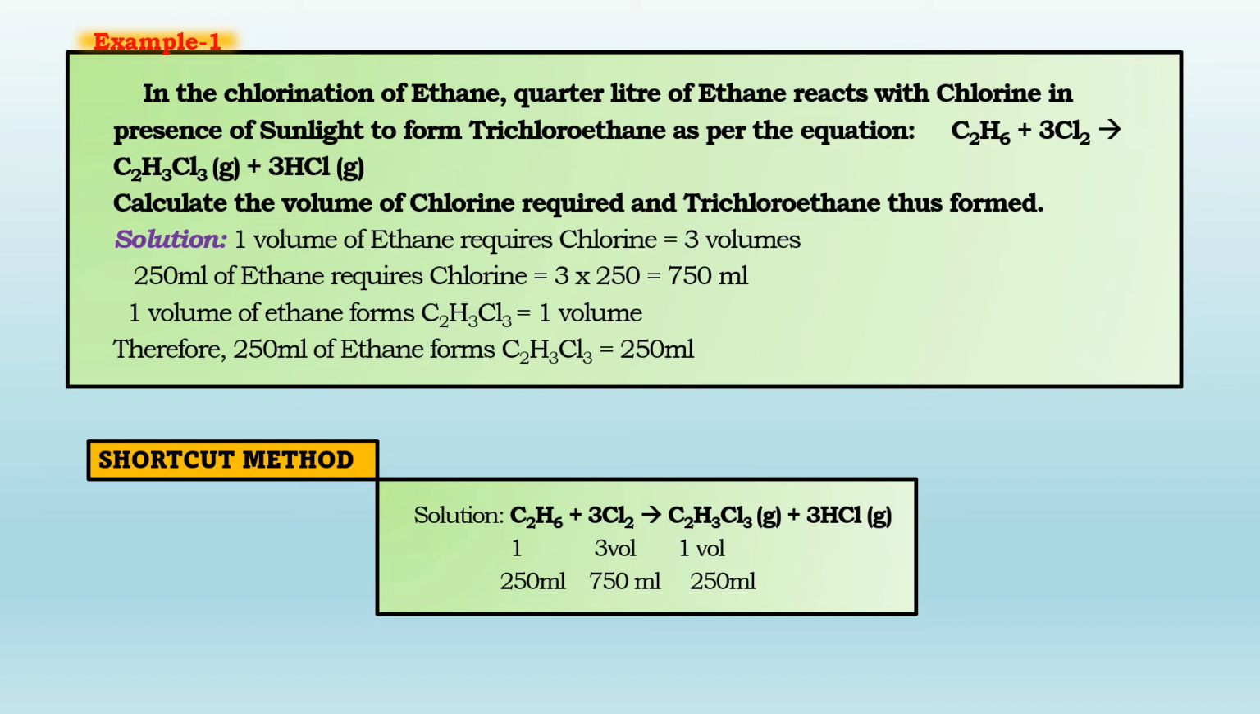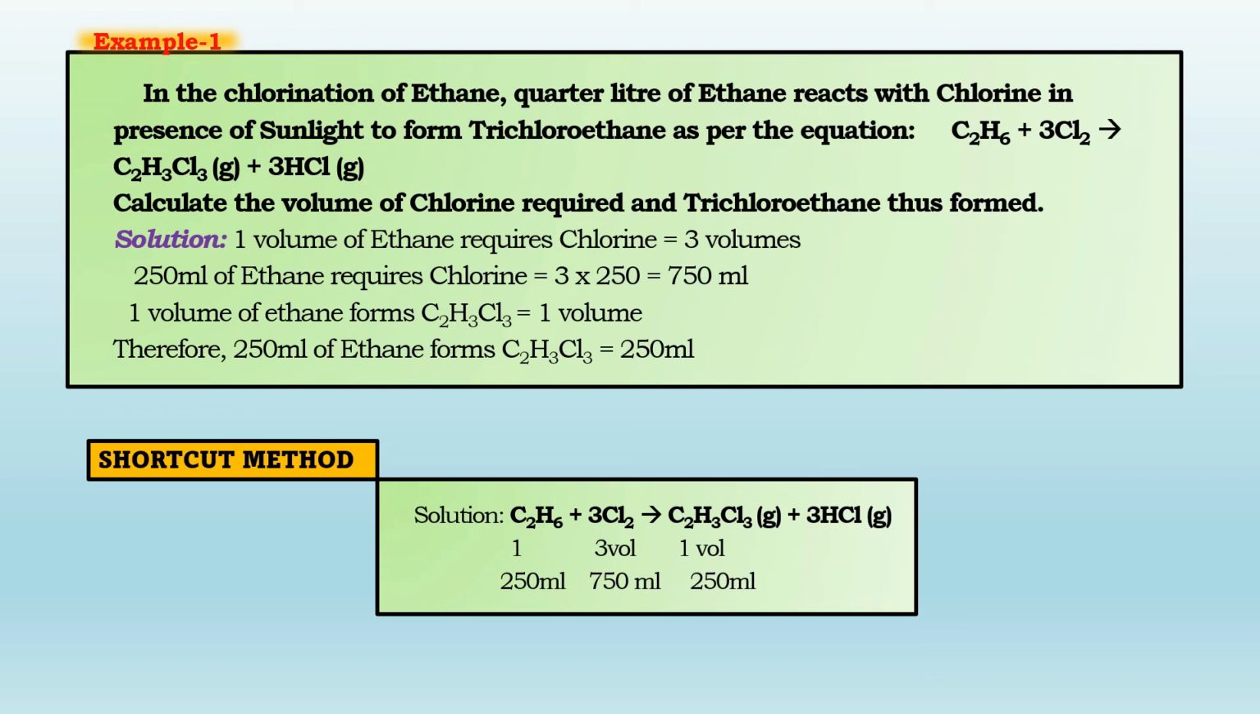Example 1. In the chlorination of ethane, quarter liter of ethane reacts with chlorine in the presence of sunlight to form trichloroethane. As per the equation, C2H6 plus 3Cl2 gives C2H3Cl3 plus 3HCl. Calculate the volume of chlorine required and trichloroethane thus formed. Solution. 1 volume of ethane requires chlorine equal to 3 volumes. So 250 milliliter of ethane will require chlorine 3 into 250, that is equal to 750 ml.